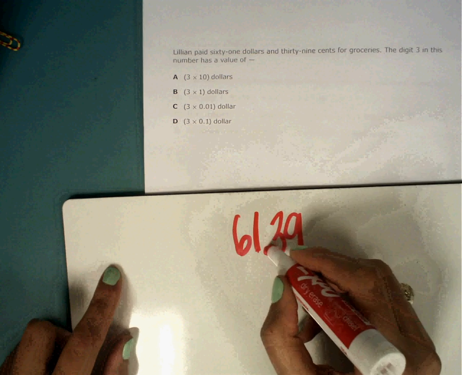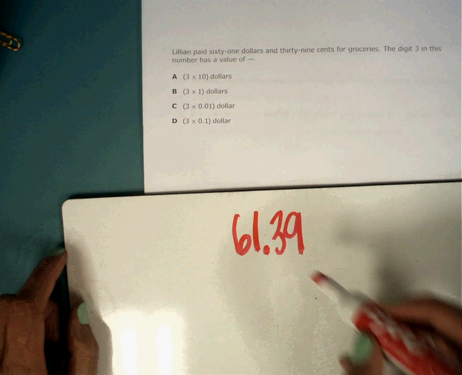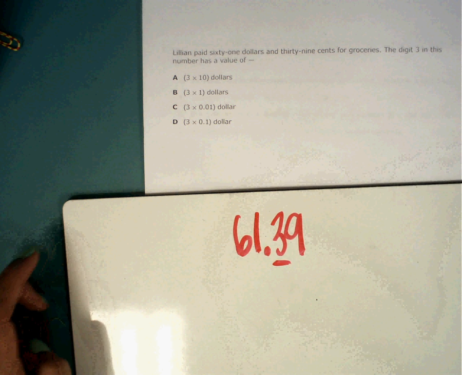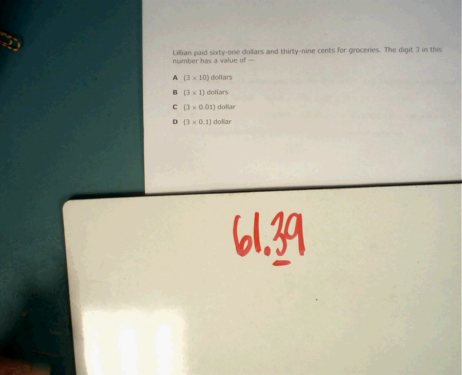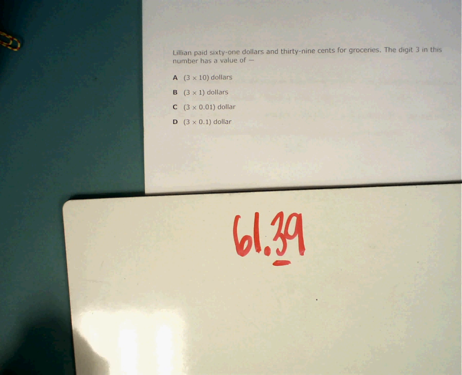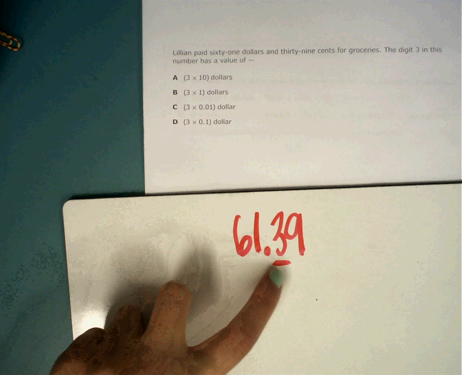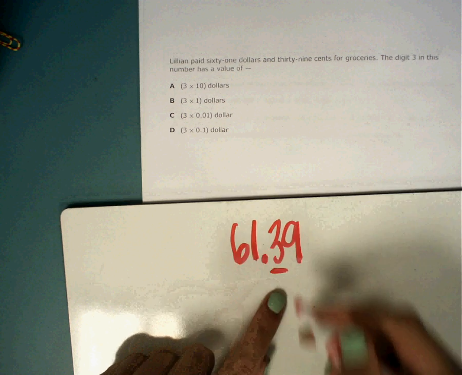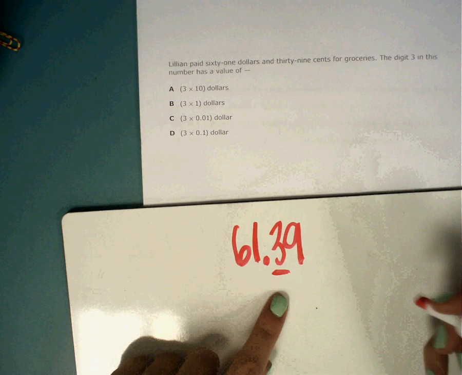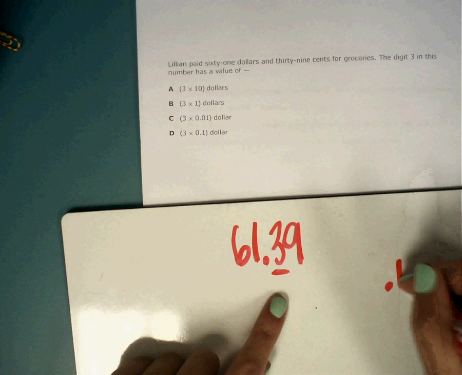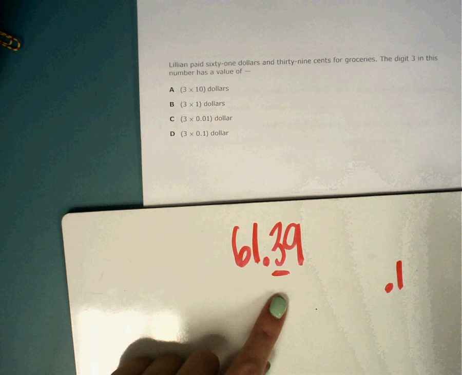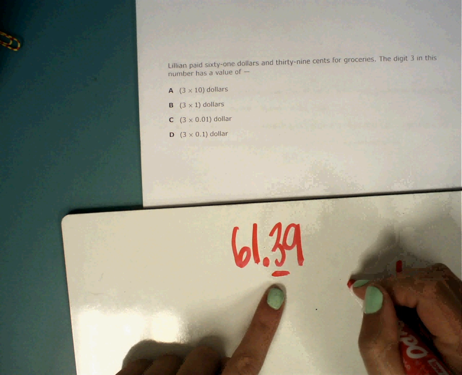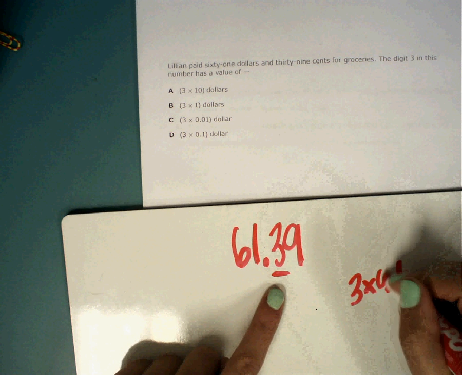Okay, so they want to know the value of this 3 right here. That 3 is in the what place? The tenths place. Remember, it goes tens, ones, tenths, hundredths. So if this is in the tenths place, what does 1/10 look like? 1/10 would be like that right there, correct? So I have 3 of those, so it would be 3 times 0.1.